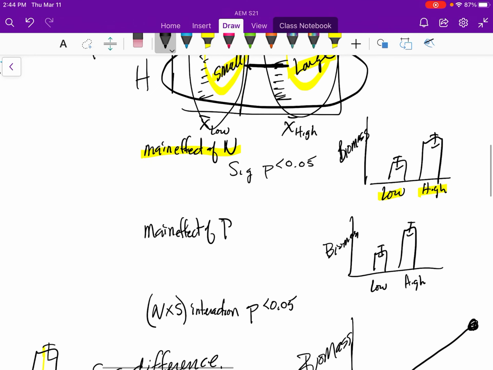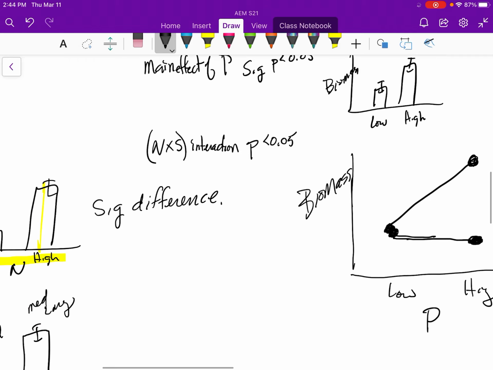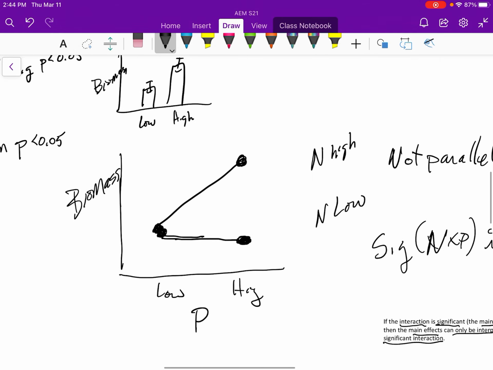And so again, you're going to see a significant main effect, which is going to be with a P of less than 0.05. So then we get to the interaction, though. This is where it gets interesting. If we plot the interaction, it looks something like this.